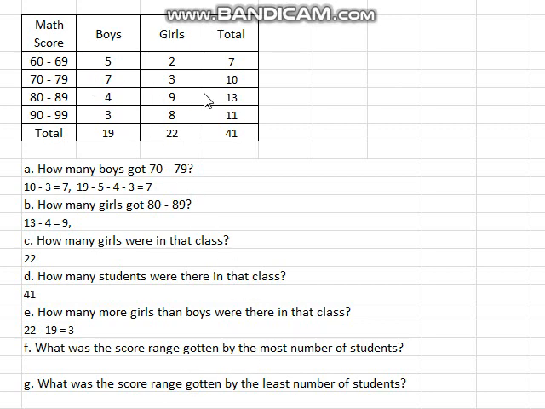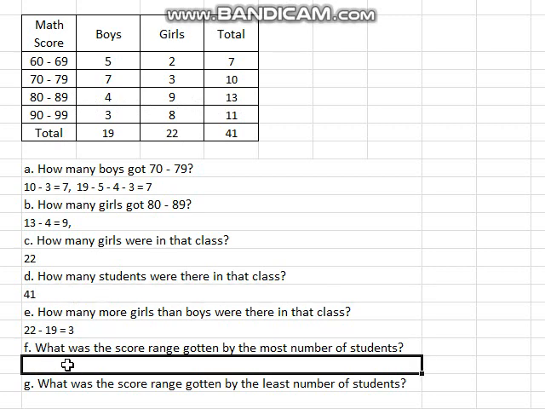So you see, this one is the greatest one. This 13, right? And then you see the range here, 80 to 89. So you just write down the score range for this is the score range of 80 to 89. Okay, 80 to 89. Now, let's move forward to the next question.